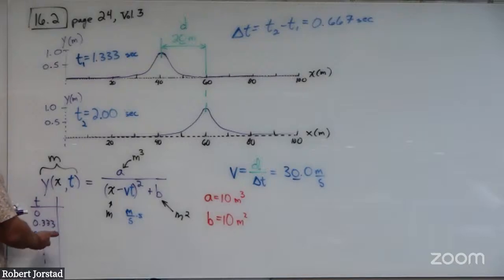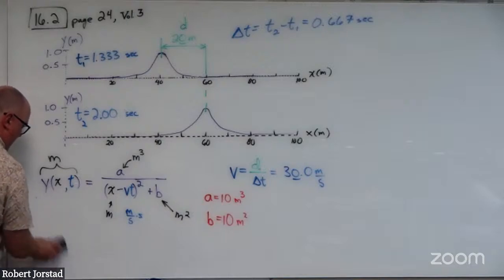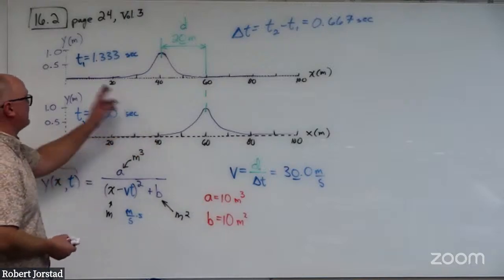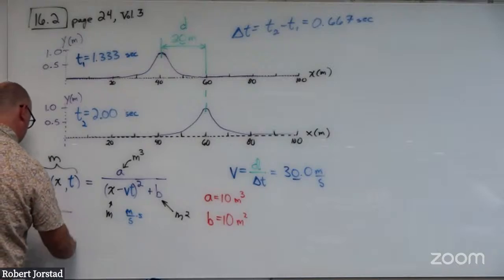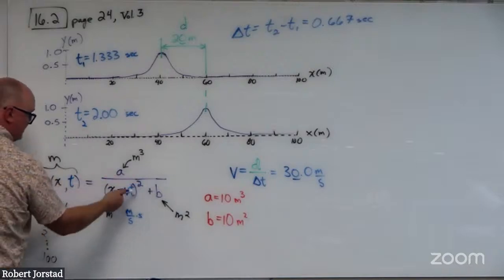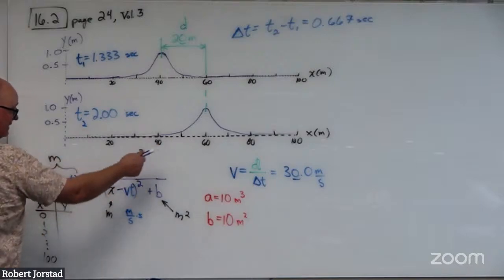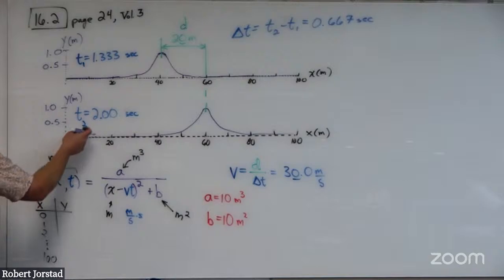You could put whatever time you want here. Let me just say this again. You're trying to make the plot. What are our axes? X and Y. So you need a table of X and Y. Maybe we go 0, 1, 2, all the way out to 100 meters. But then, when you plug this equation in, you have to plug in A and B, but we also need to plug in the right value of V and the right value of T, which for the top graph, you'd use this time. For the bottom graph, you'd use this time.